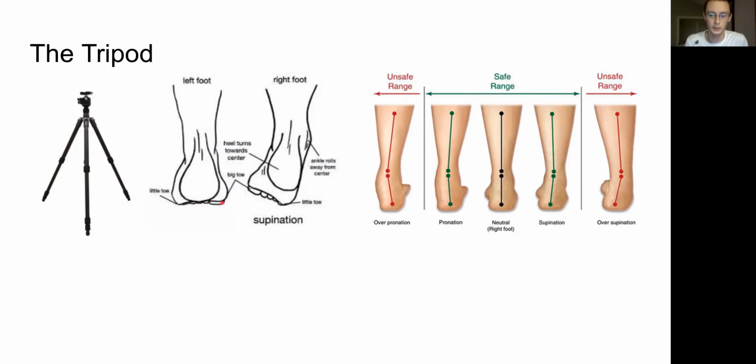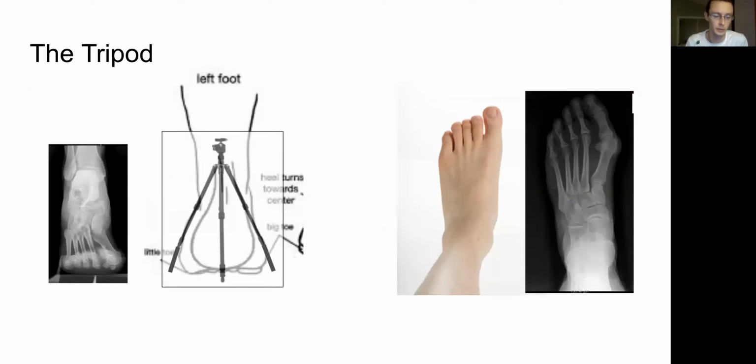And I know it's confusing because I use the right foot on the other side there, but that shows the images you've seen of overpronation, a neutral foot, and a supinated foot, so a high arch foot. So we can go to the next slide here. I made this easy, right? I just put a tripod right on the back part of the foot, and I'm going to try to explain how your foot is like a tripod here.